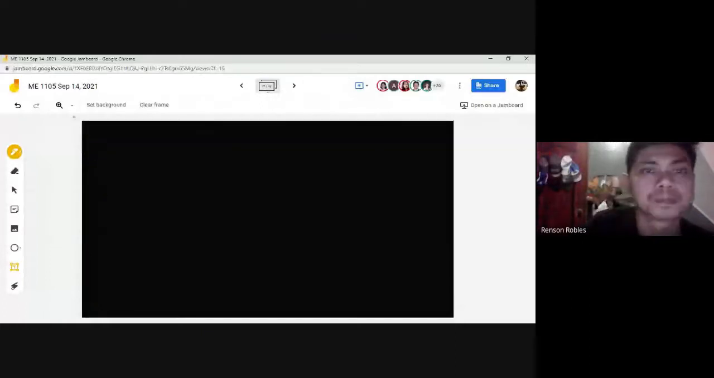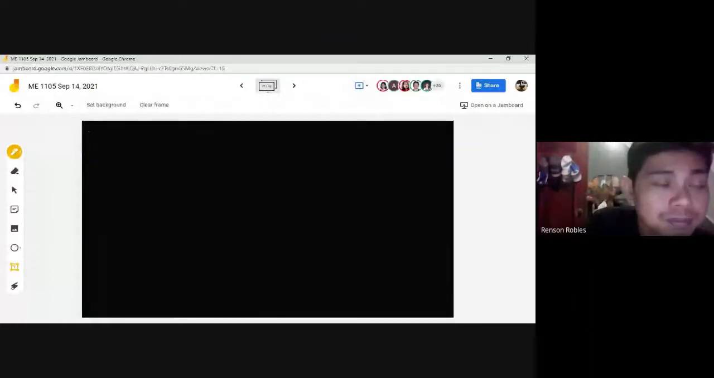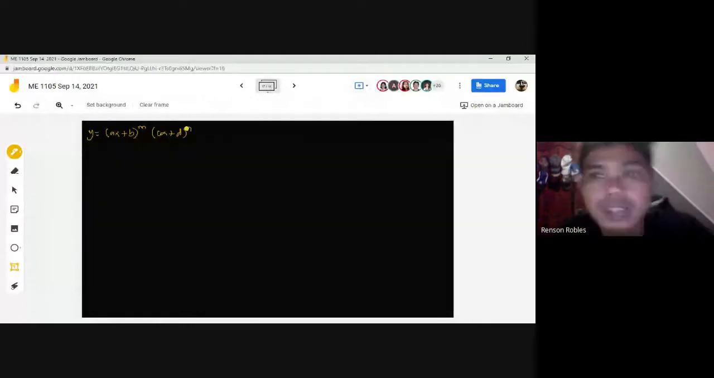So by using this form, y equals ax plus b raised to m times cx plus d raised to n. Applicable lang sila sa form na nakikita nyo ha. So kapag ito ay may square, hindi na siya applicable para doon. Basta siya ay linear lang. So ax plus b raised to m, cx plus d raised to n.